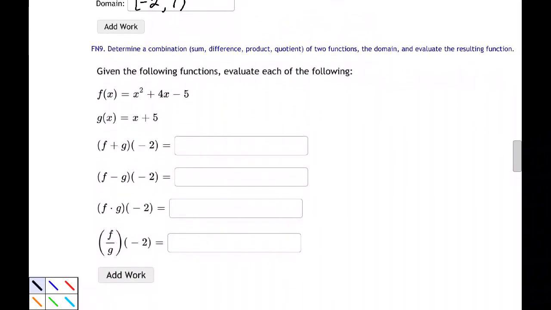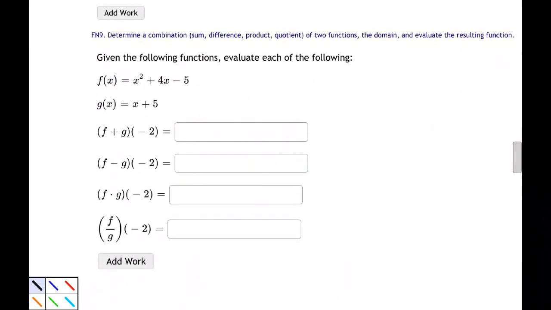All right, for FN9, this objective says determine a combination, sum, difference, product, or quotient of two functions, find the domain, and evaluate the resulting function. There are two questions that have several parts for this. The first one says, given the following functions, evaluate each of the following. I have f(x) equals x squared plus 4x minus 5, and g(x) equals x plus 5. The first part says, find (f plus g)(-2).